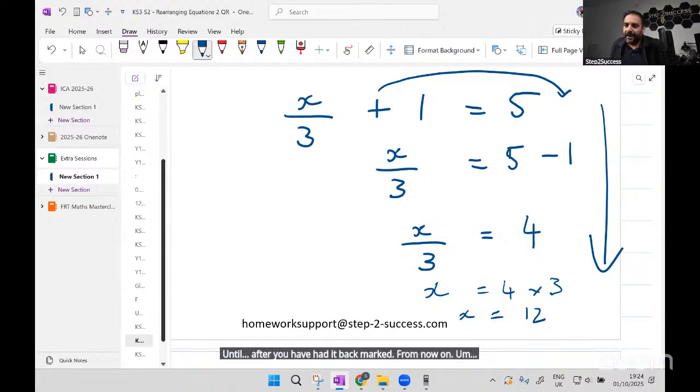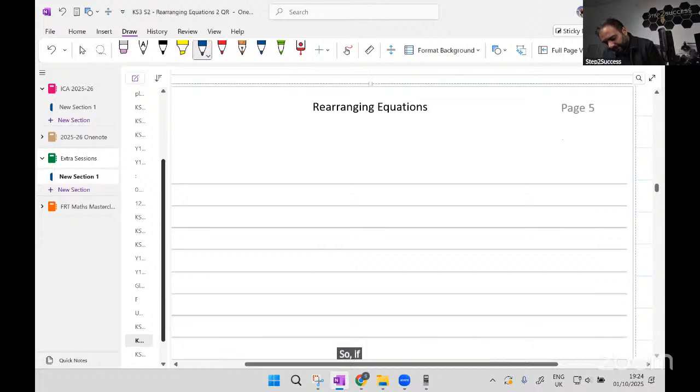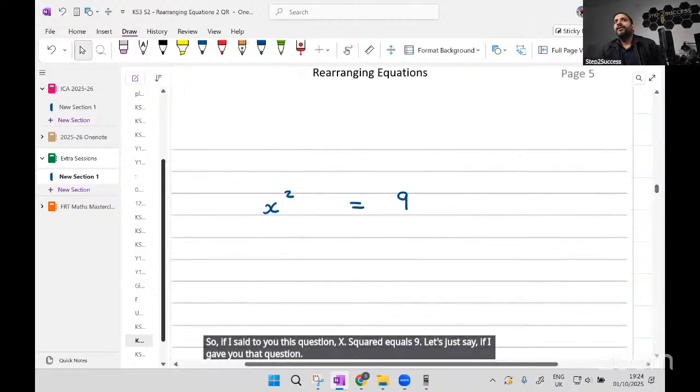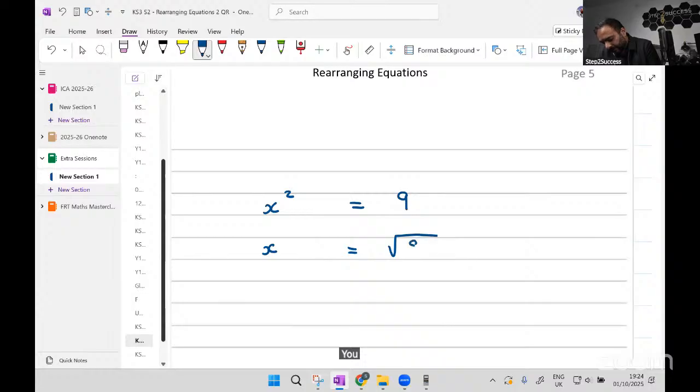Okay, the plus or minus thing. Let me just briefly explain that. So if I said to you this question, x squared equals 9, then the way you answer this question is to get the x by itself, you square root the 9.